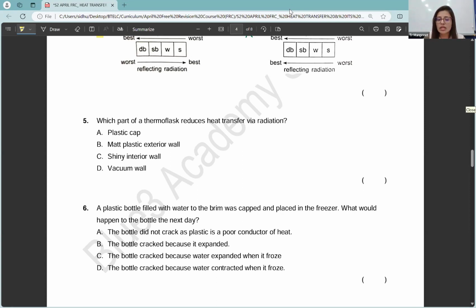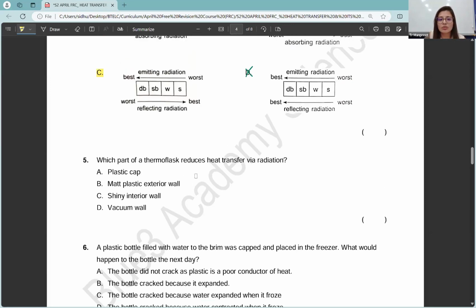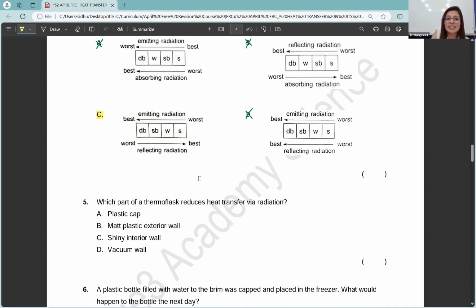Okay, so thermoflask, how does it reduce heat via radiation? Now, thermoflask has various components. You have the plastic cap, you have the shiny inner lining, the silvery walls. It actually helps to reduce heat loss by conduction and convection. Now, in this case here, we want to know how it is reducing via radiation. So our focus here is radiation. Radiation we know occurs because of infrared waves that are emitted.